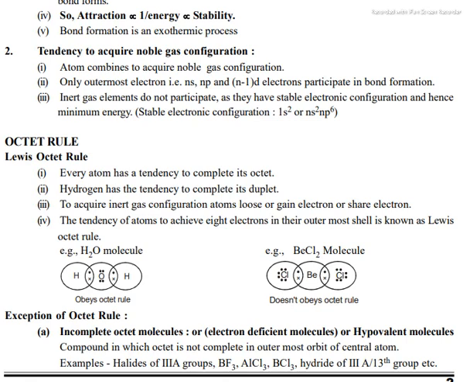So now the question is, what are the exceptions of the Lewis octet rule? Incomplete octet molecules, that is electron deficient molecules, or we can say hypovalent molecules. Some compounds are stable but do not have an octet in their outermost shell, in the central atom. So how is it possible? Especially this occurs in group 13, that is IIIA, like BH3, BF3, AlCl3, BCl3. Hydrides and chlorides of boron and aluminium do not have an octet.